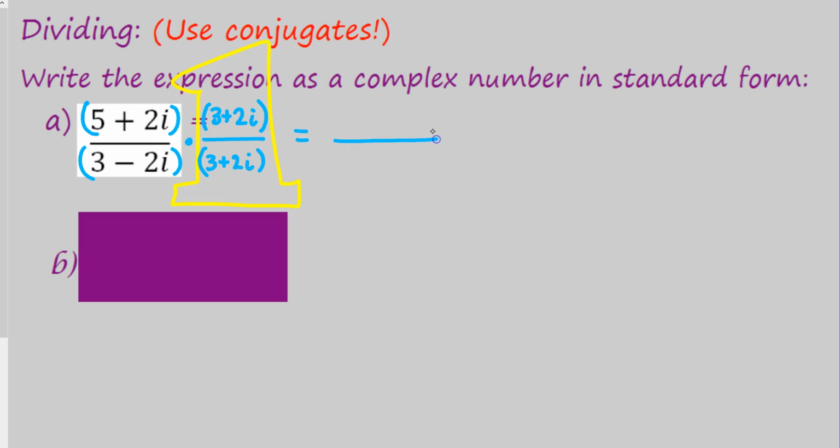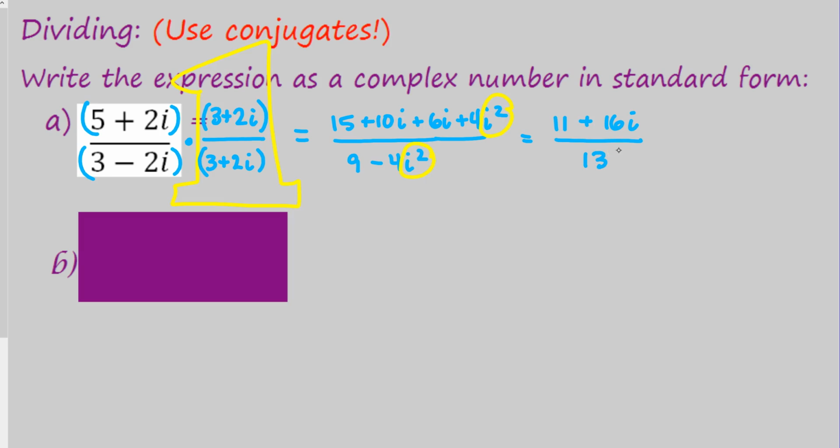I'm going to multiply the denominators first. So the first, 3 times 3, that's 9. Insides and outsides cancel. And the last, minus 4i squared. And then for the numerators, we're going to FOIL. So the first is 15. The outside, plus 10i. The inside, plus 6i. And the last, plus 4i squared. Now let's change both of our i squareds to negative 1. And we have 15 minus 4, we have 11, plus 10i plus 6i, 16i, over 9 plus 4, 13.